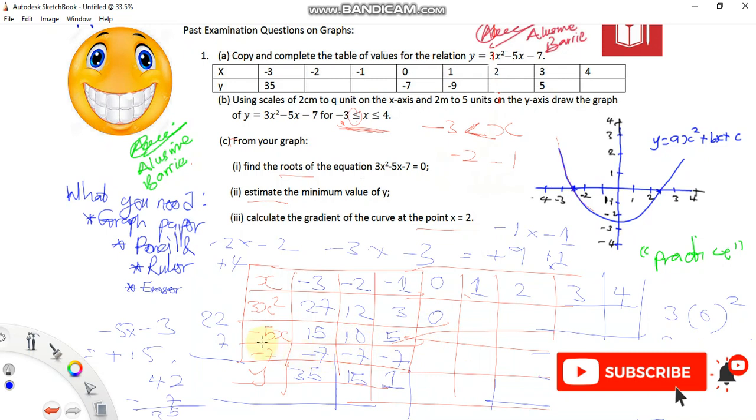And then -5 times 0. Like I said, anything you multiply by 0 is 0. So this is also 0. So 0 plus 0, because -7 is constant, we keep putting -7. As you will see, you will be having -7 throughout. So these values that are constant, that do not have any x value related to them, we just have to write them up in the table like this. So 0 plus 0 is 0. 0 minus 7 is just -7.